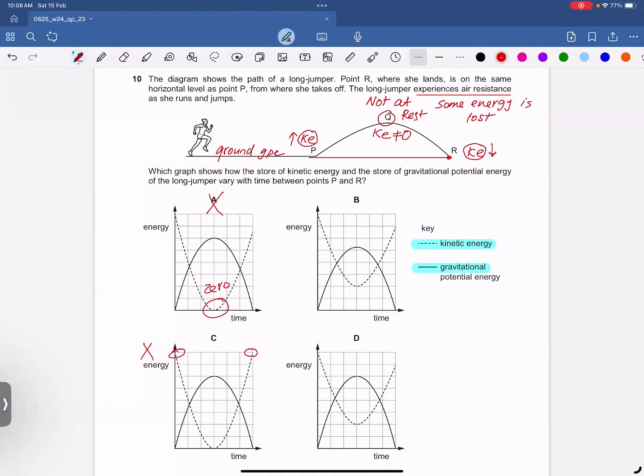Now we crossed A and C. A we crossed because kinetic energy was never zero. She didn't stop. C we crossed. Final kinetic energy should not be the same as initial. Now we are left with two of them, either option B or C.